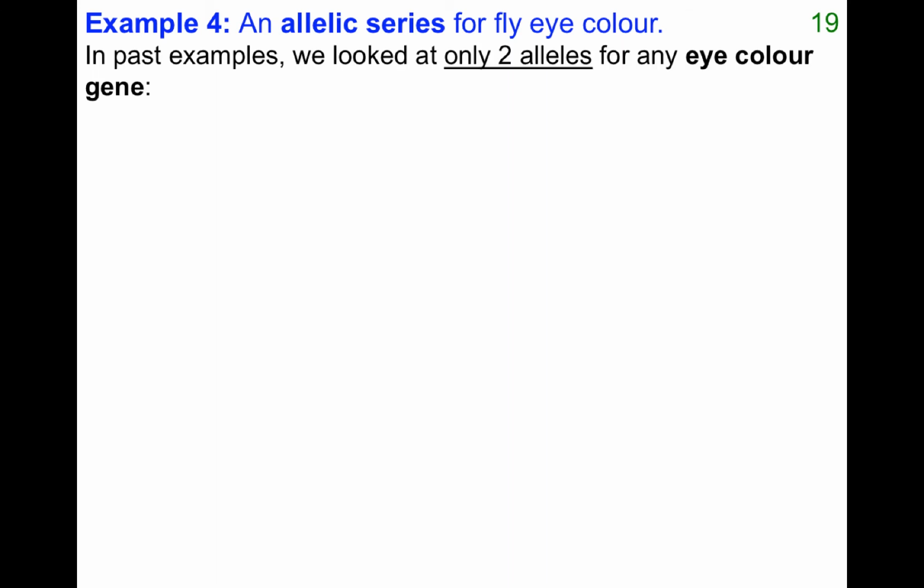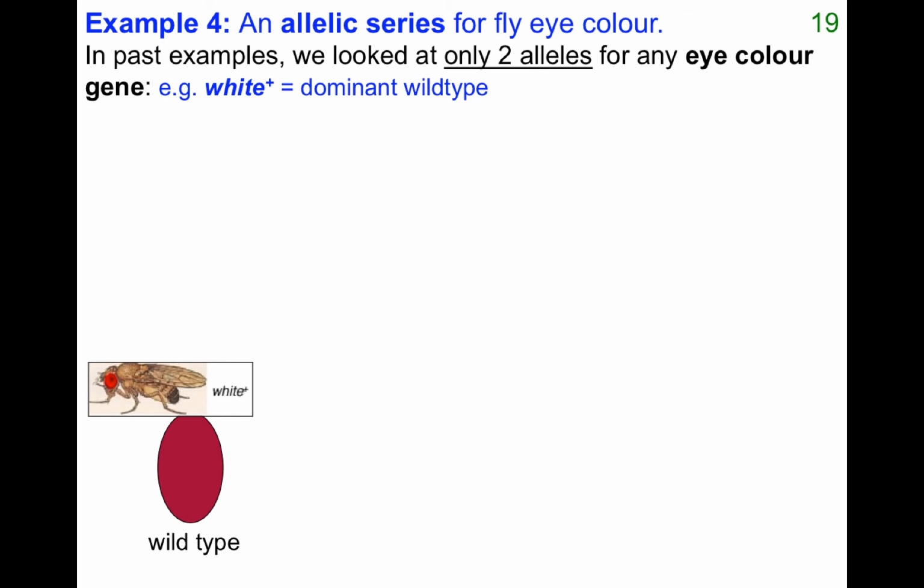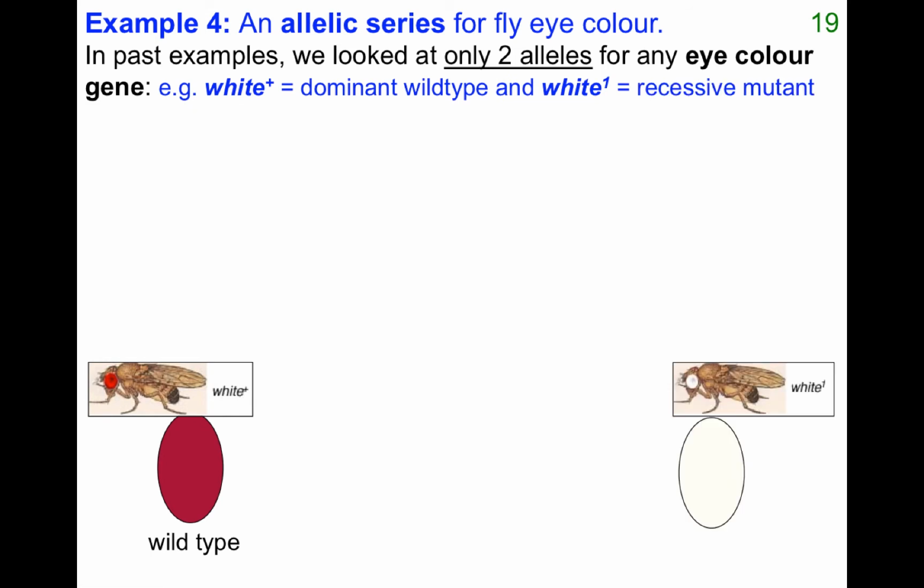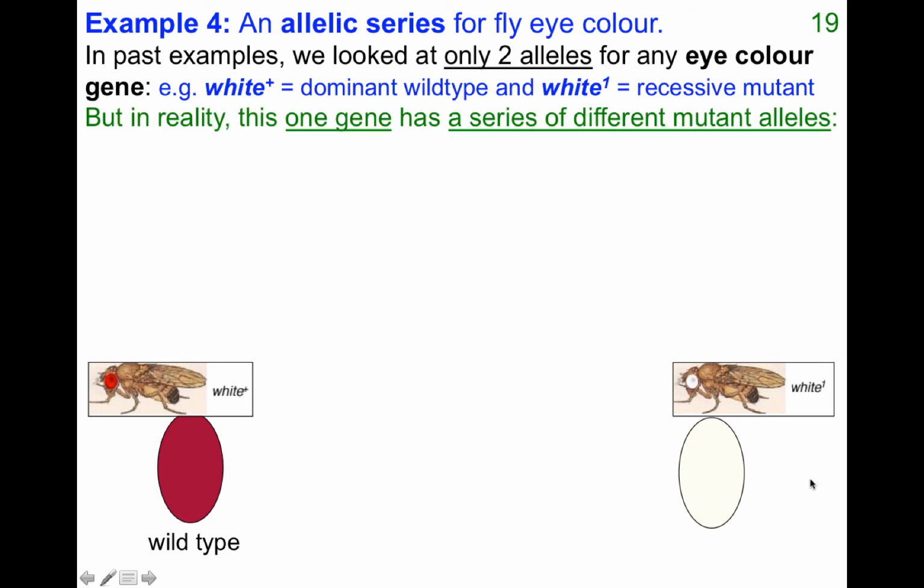So the fourth example is going to be looking at an allelic series of fly eye color. So we looked at Drosophila fly eye color before. For example, we only looked at 2 alleles before for an eye color gene. We looked at one where the wild type allele produces the dominant, really dark purplish red wild type eyes, whereas the recessive allele is a mutant where you don't make the pigment at all and therefore have white eyes. Okay, so 2 different alleles that we looked at before. But in reality, this gene actually has a whole series of different mutant alleles.